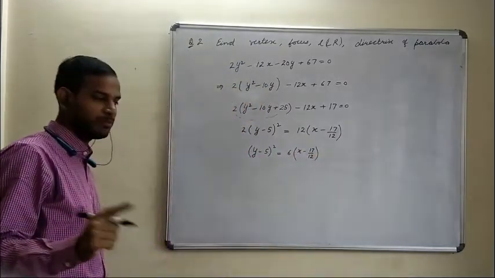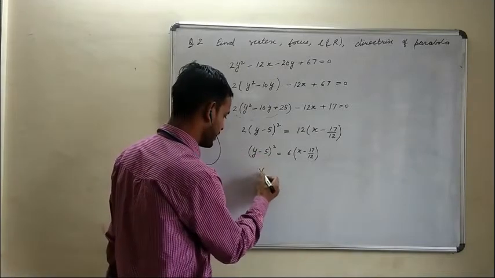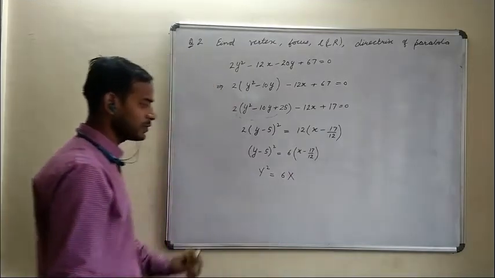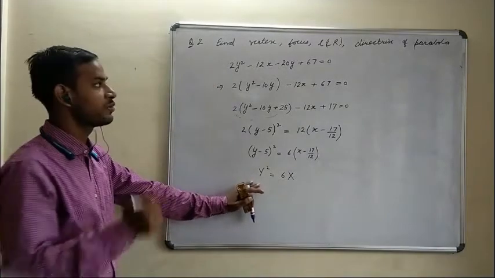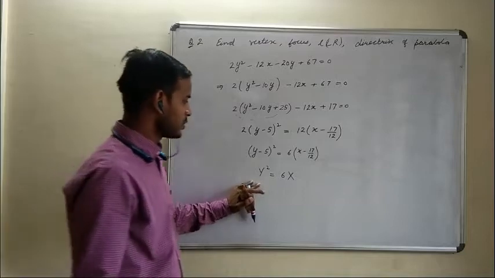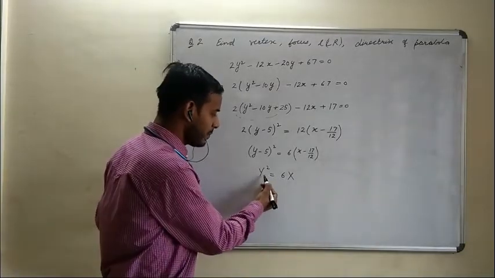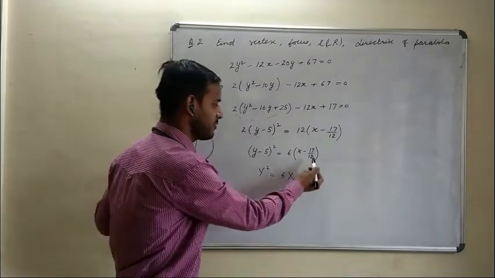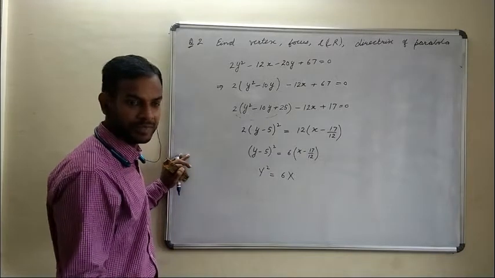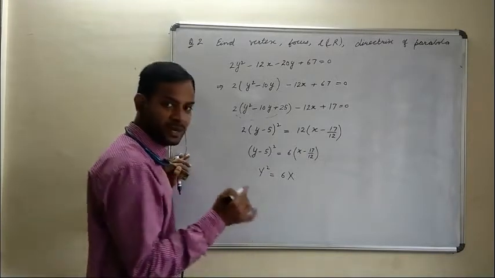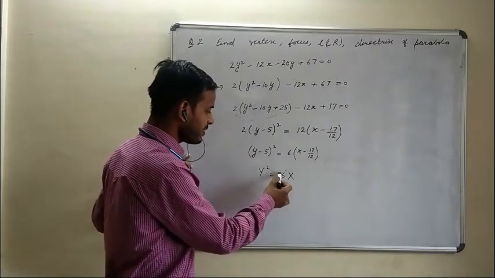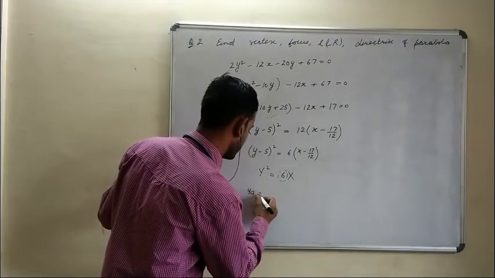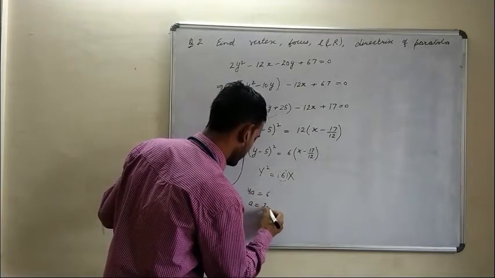So now if we suppose this particular thing as capital Y and this particular thing as capital X, this is the equation of the parabola which we have already seen. Okay, so everything that was going to happen at 0, 0 is now going to happen at 17 by 12, 5. Okay, so now here comparing it with the original parabola, we can see that the length of latus rectum is 6. So 4a is equal to 6, a is equal to 3 by 2.